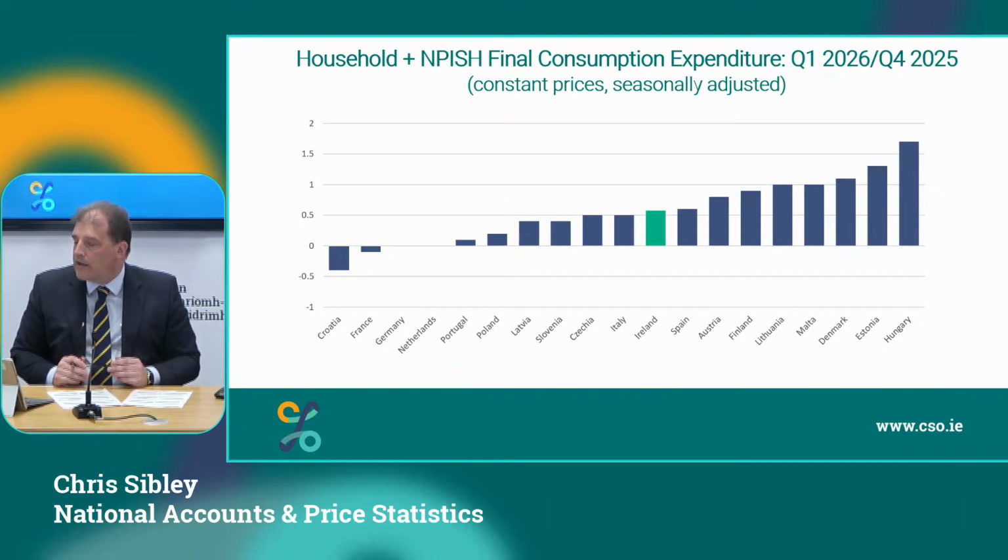Right in the middle there. The European measure is called household final consumption expenditure. That's roughly equivalent to what we call PCE, or consumption, in the Irish data. And we're in the middle of the pack as such when we compare ourselves to available European peers.